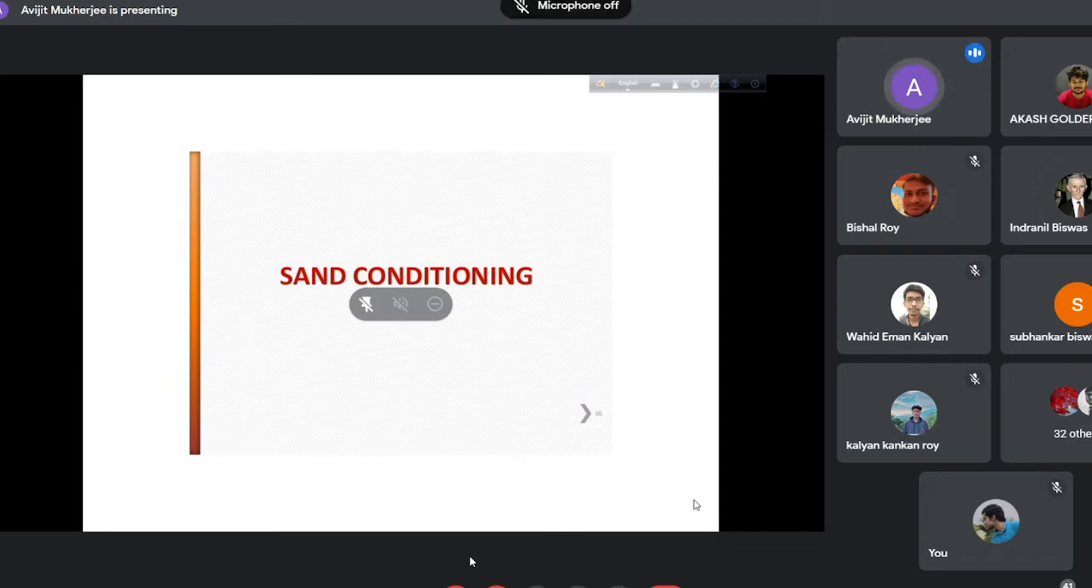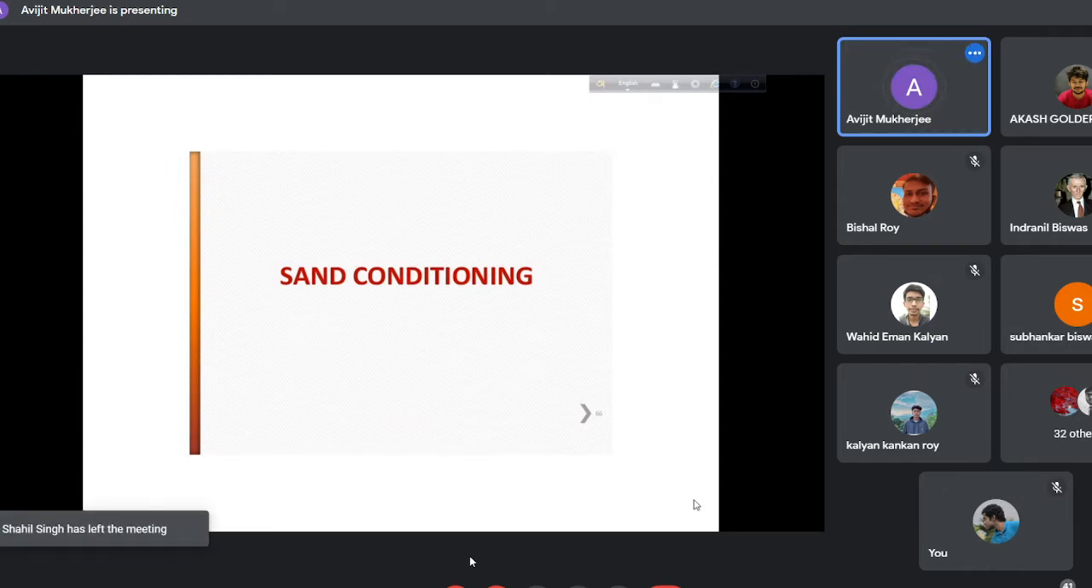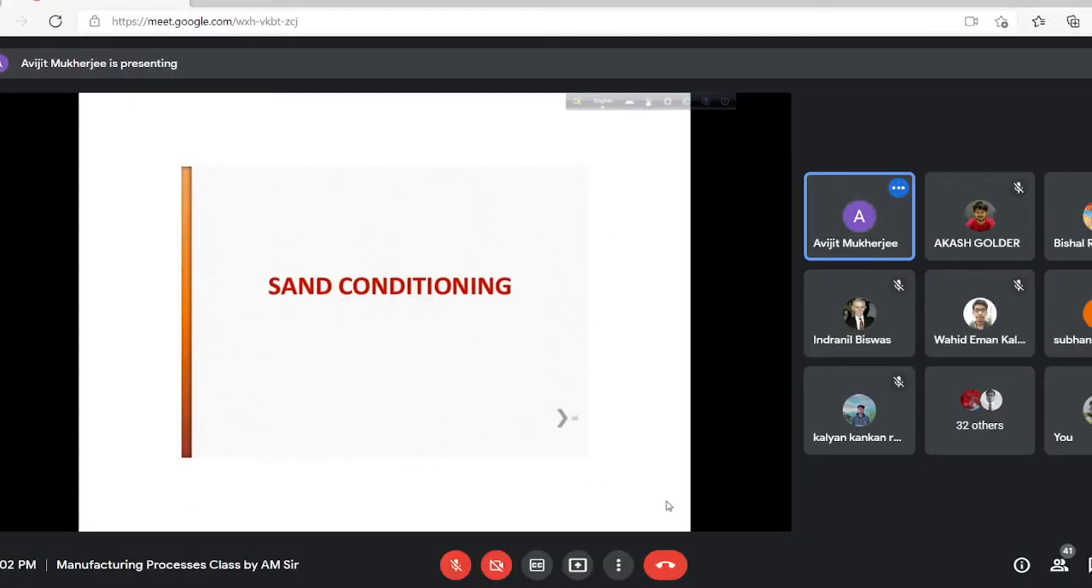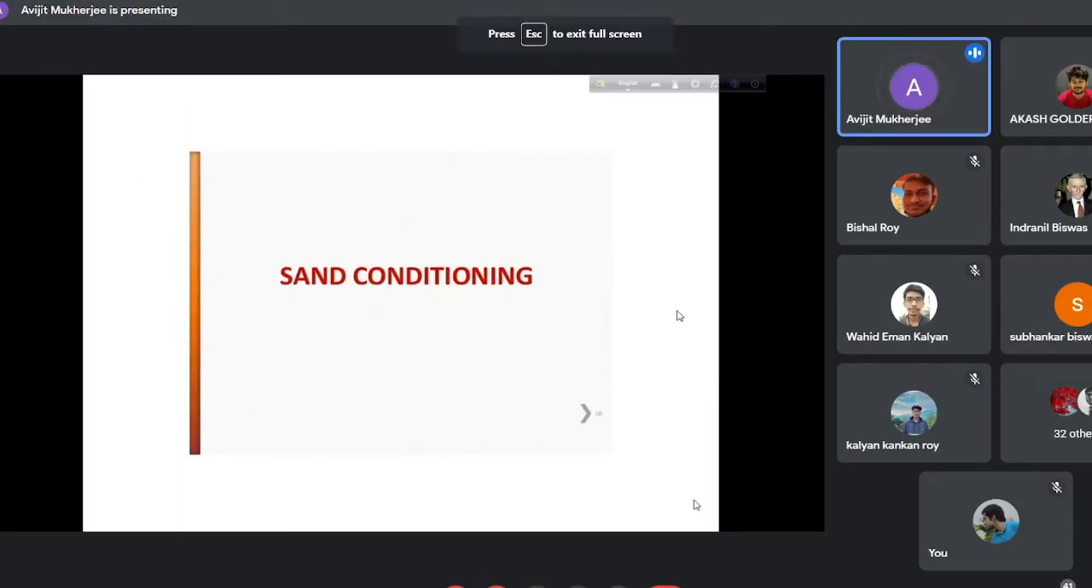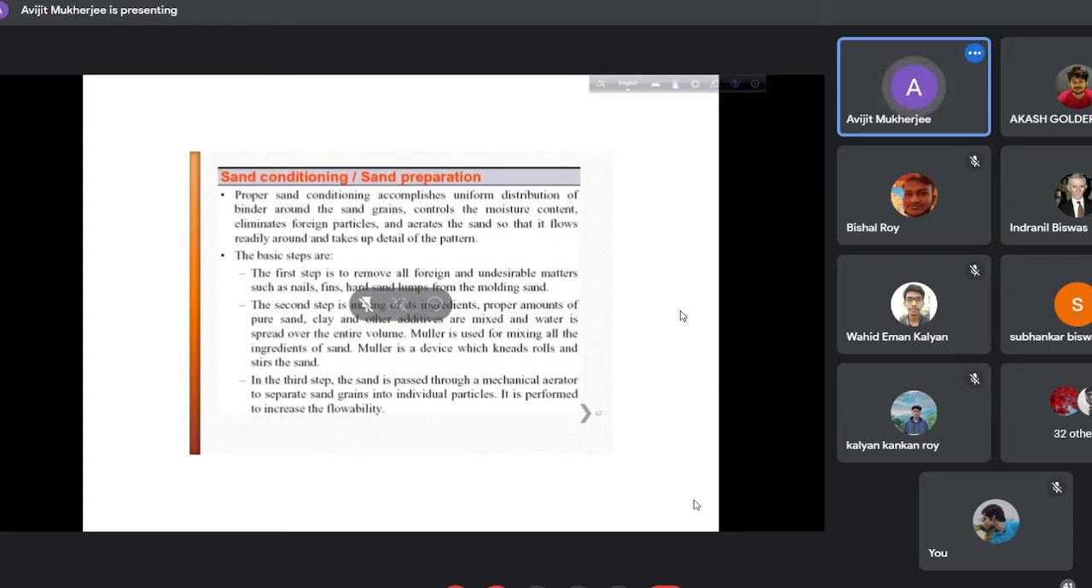So we had mentioned the various ingredients: dry silica sand, moisture, and additives and binders. All these are mixed properly to prepare the molding mass. Before discussing the testing of the properties, quickly consider this point, that is conditioning of the sand. It is nothing but the preparation.